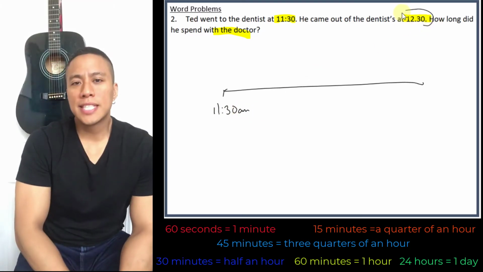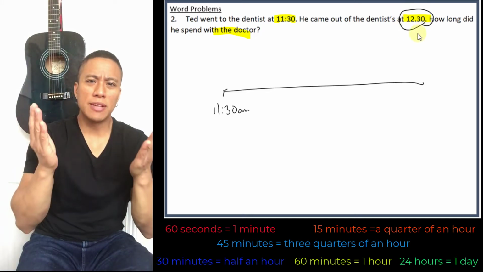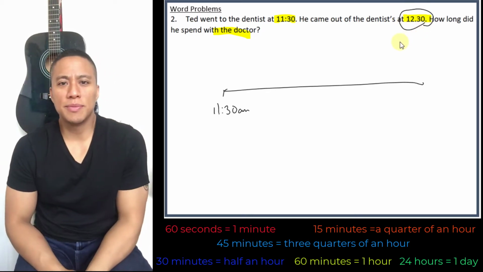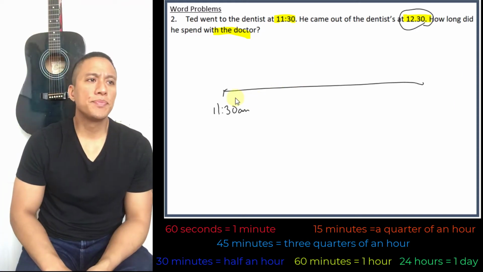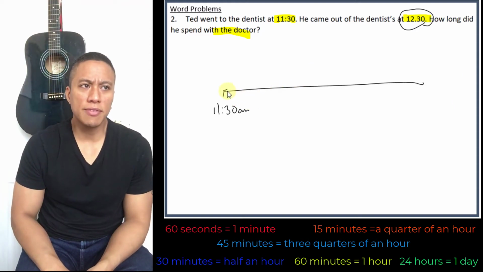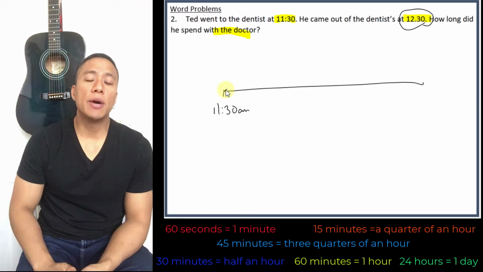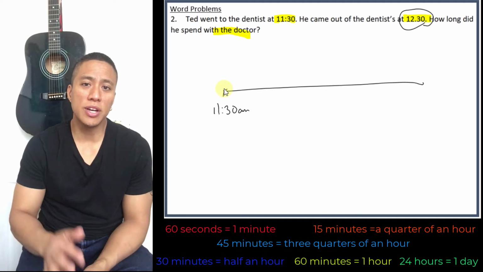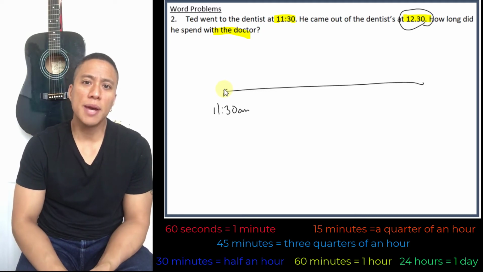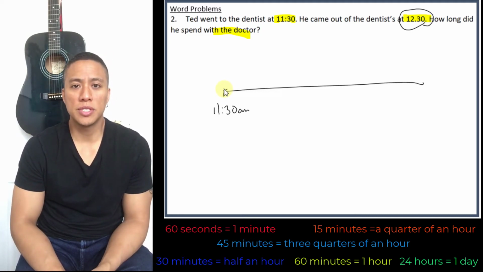Okay. Let's count in minutes because we're not sure if we're counting in hours or minutes. You might have already spotted it, but I'm just going to break it down nice and easy. So here we have 11:30 and now we have 12:30. We need to get to 12:30. We need to know how many jumps. We need to know how many minutes will get us to 12:30.